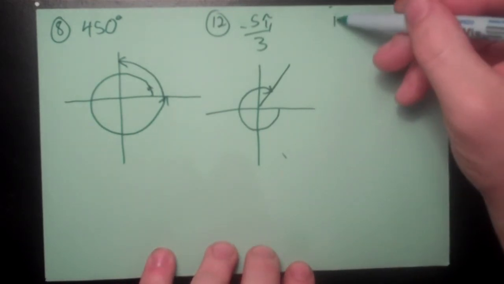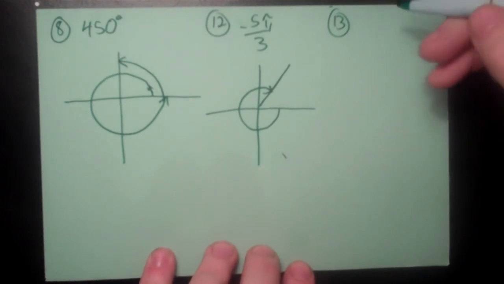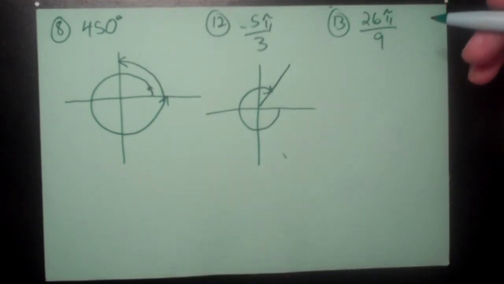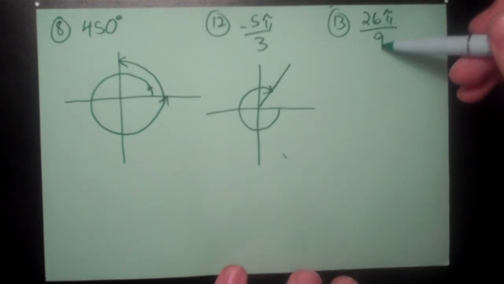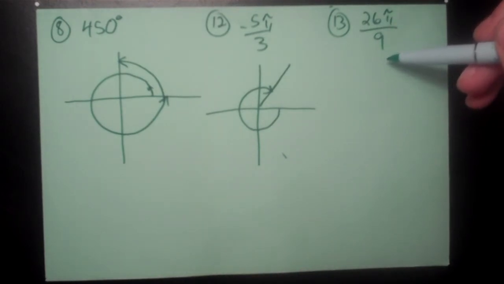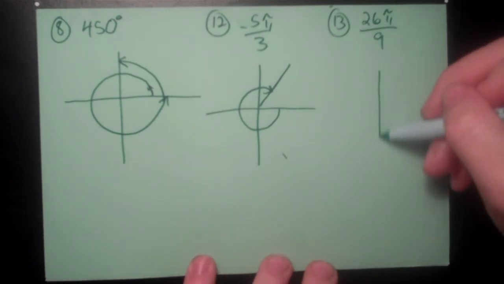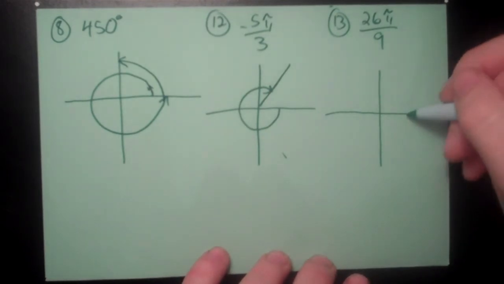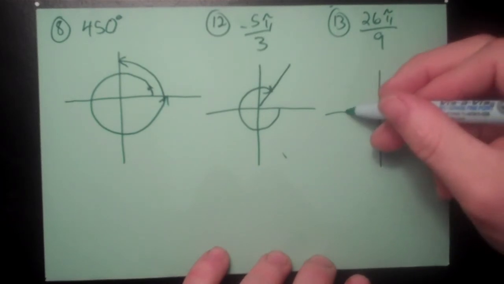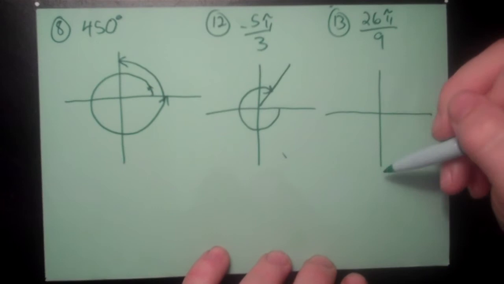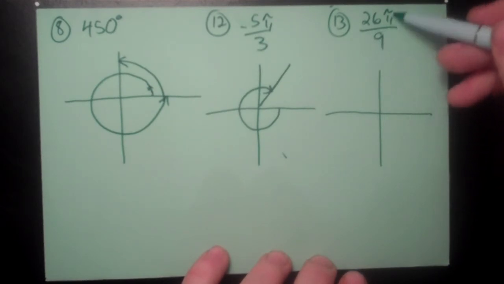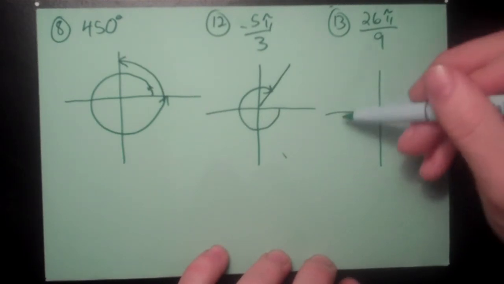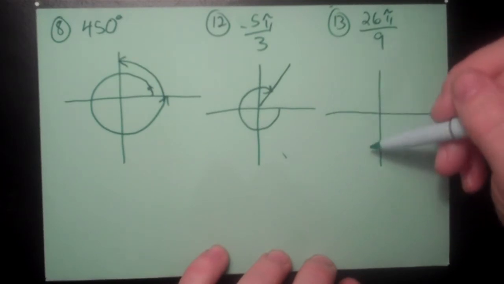And number 13. 26 pi over 9. Okay, I don't know about you, but I do not want to count out 26 of these ninths of a pi. Hopefully, through grasping this for understanding, we realize this from here all the way to halfway around the circle, that's pi, okay? And we're counting by ninths, pi over 9. So to get from here all the way over to there by ninths, that would be 9 of those. That would be 9 pi over 9, the same as pi, okay?